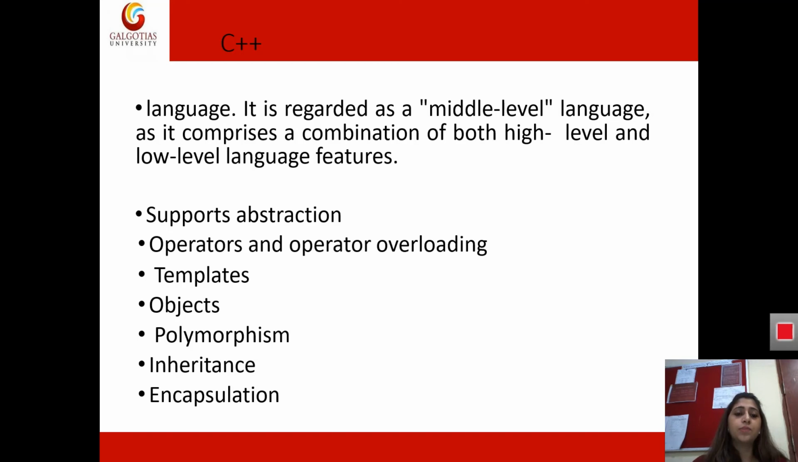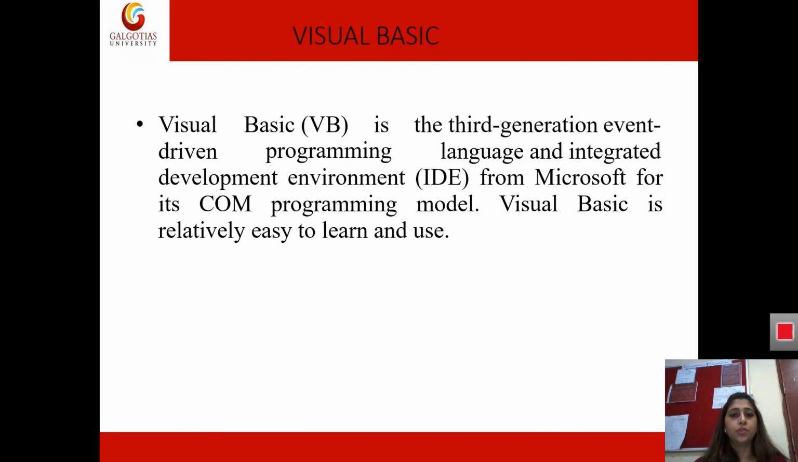Then we have encapsulation, in which we keep our data and the functions that we're going to perform on the data together in an encapsulated manner, that is, wrapped up together. So these are some of the features of a high level language or a middle level language like C++. When we compare the middle level language to a high level language, we have many more additional features in the high level language as compared to the middle level language.